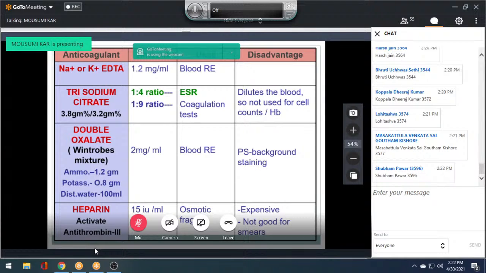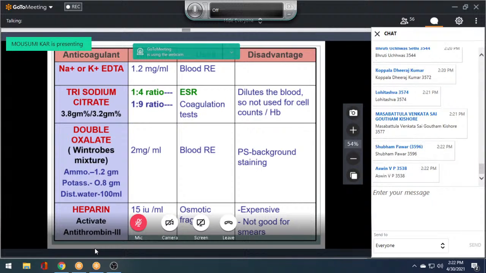Does anyone know why osmotic fragility is done? Indications of osmotic fragility? Oh, very good. Okay, I'm trying to change the slide.